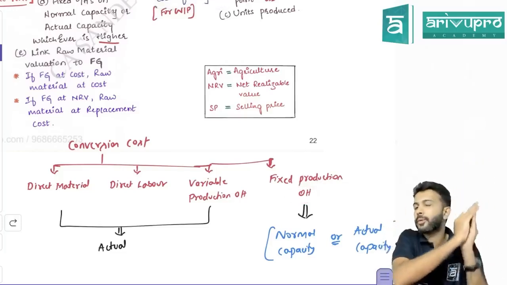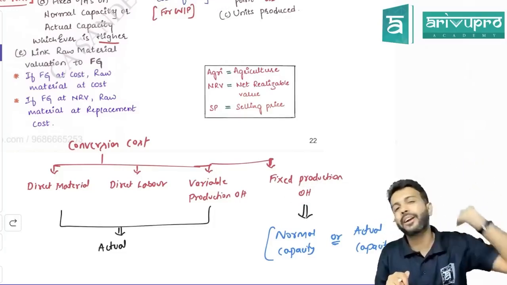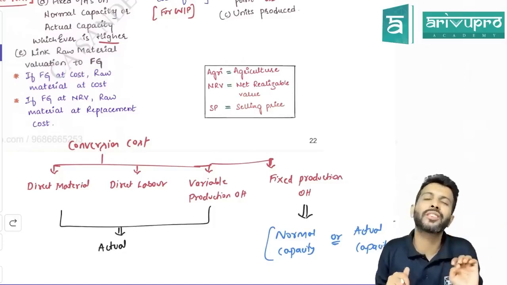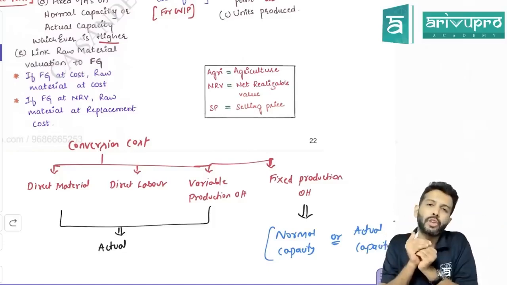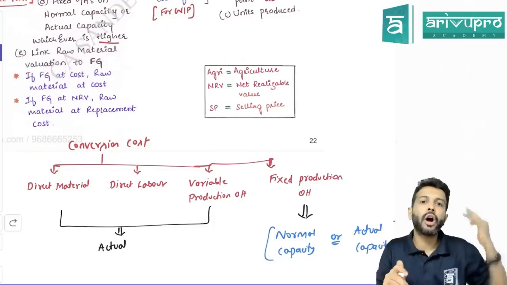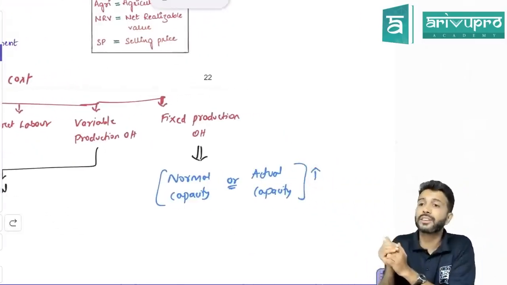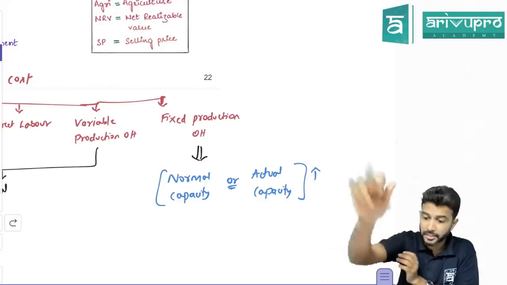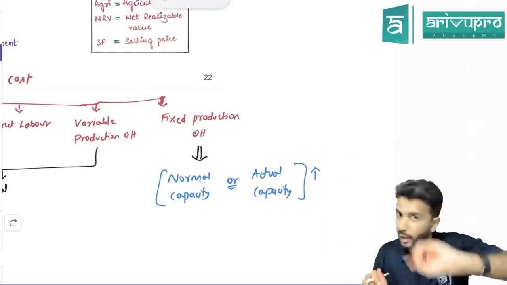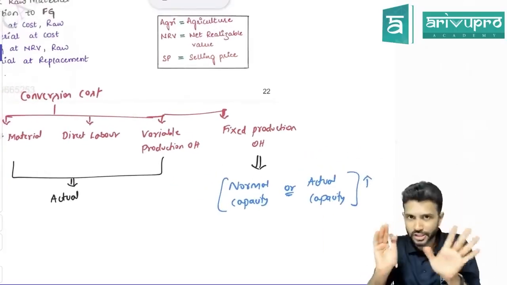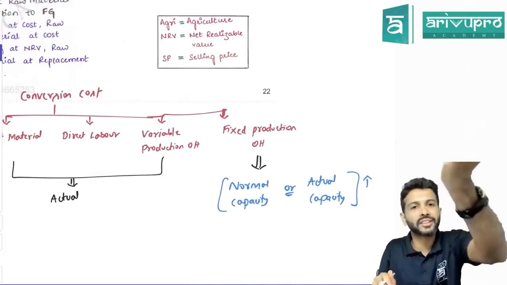So if you have fixed production overheads, that also can be added to the cost of inventory, but on some basis. What is that basis? Fixed overheads are absorbed based on normal capacity or actual capacity, whichever is higher. You have to take normal or actual, whichever is higher. I gave you a calculator example in regular class and proved it to you why we take the higher number. Now I'll not go into all that stuff. For now, you just remember this. Normal or actual, whichever is higher.